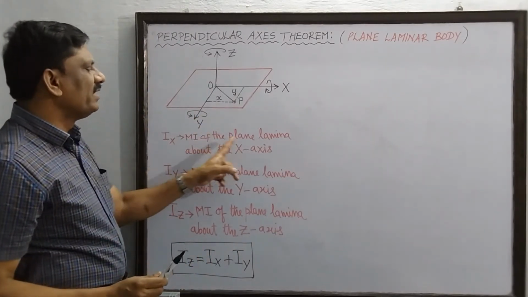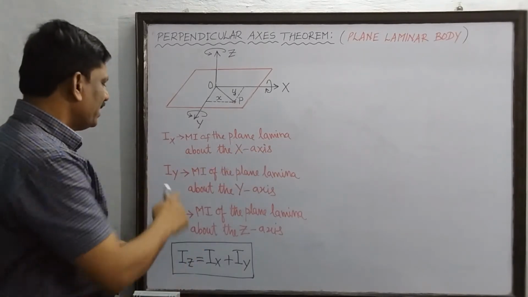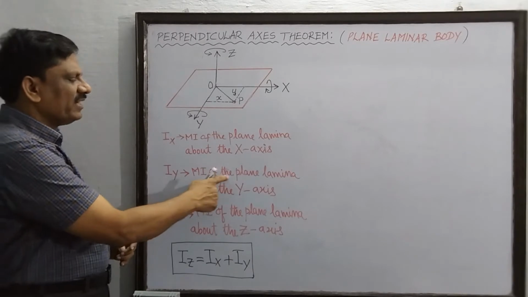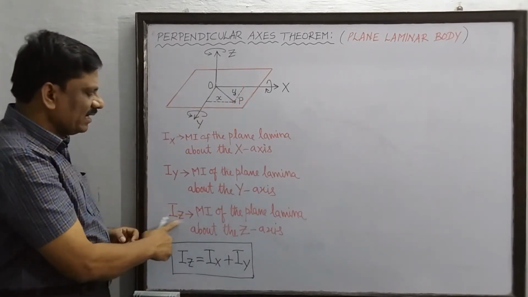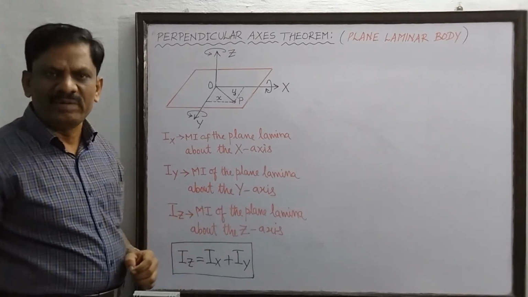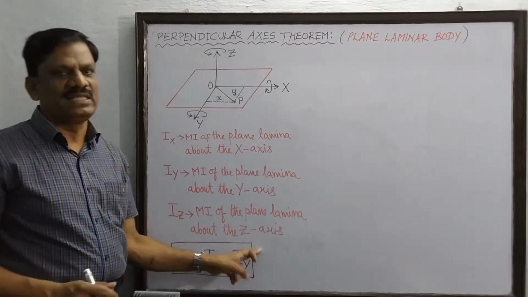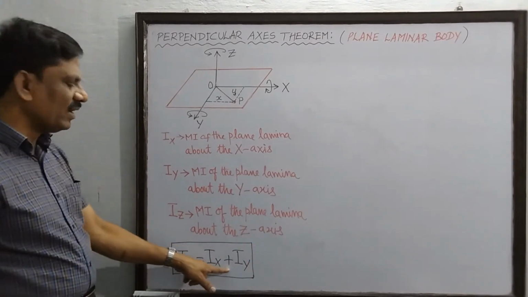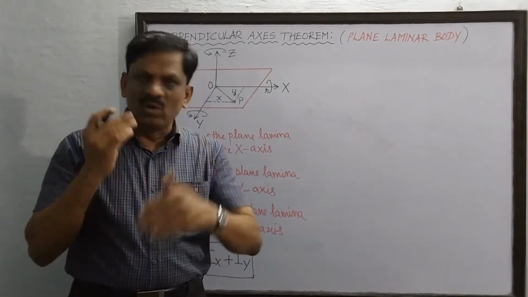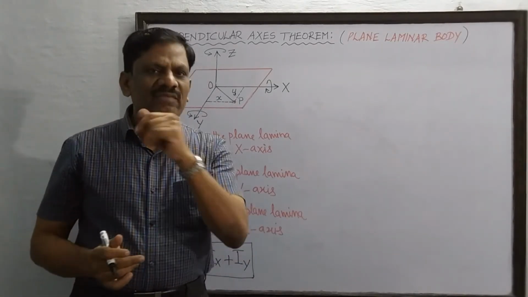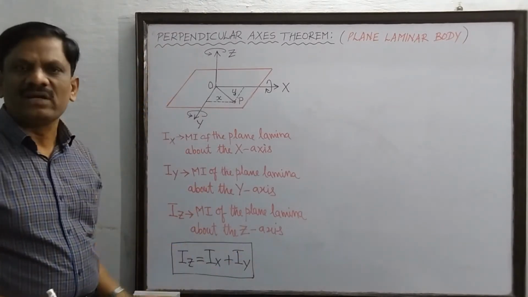Ix is the moment of inertia of the plane lamina about the x-axis. And what is Iy? It is the moment of inertia of the plane lamina about the y-axis. And Iz is the moment of inertia of the plane lamina about the z-axis. Then according to the perpendicular axis theorem, Iz is equal to Ix plus Iy, because Iz only is perpendicular to both the x as well as the y-axis. Therefore, Iz is taken on the left hand side. Now the other two terms are on the right hand side.